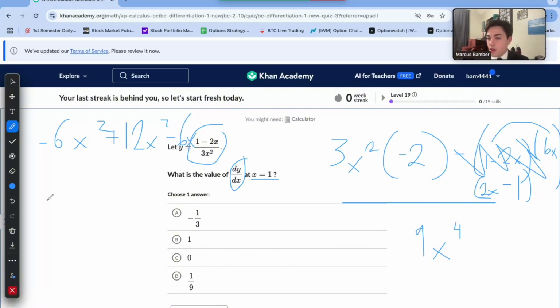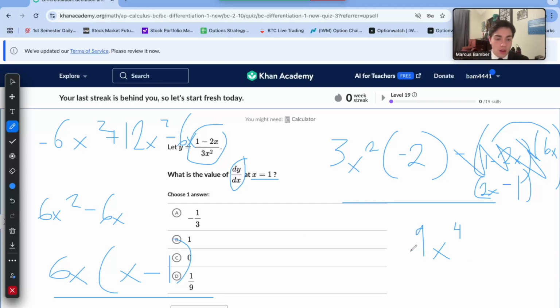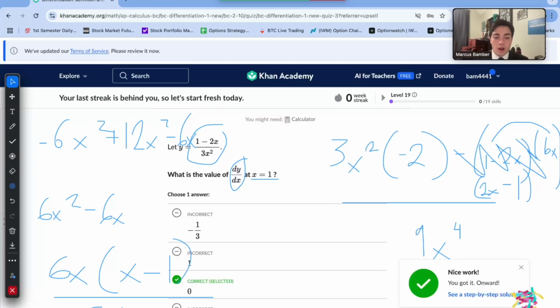Okay, this goes to 6x squared minus 6x. We can factor out 6x from each term. So we're left with 6x parentheses x minus 1 over our denominator, which is 9x to the power of 4. And if you notice, when we substitute in 1, we're left with 9 in our denominator and 0 in our numerator. So the value is simply 0.